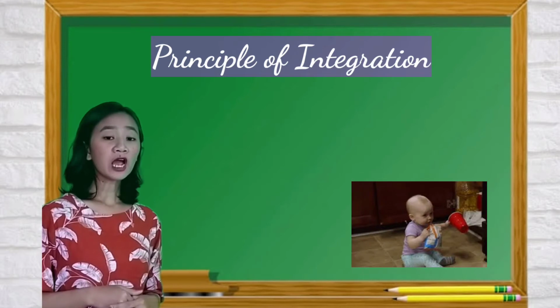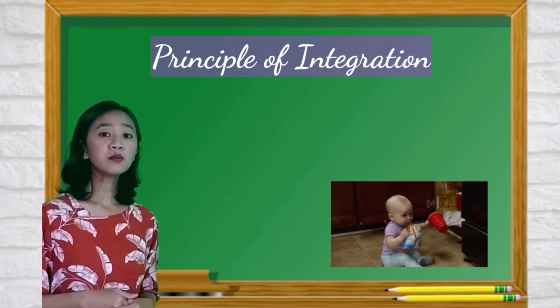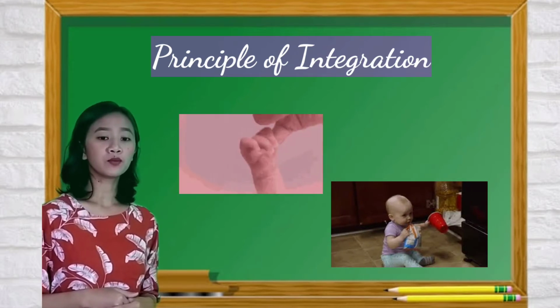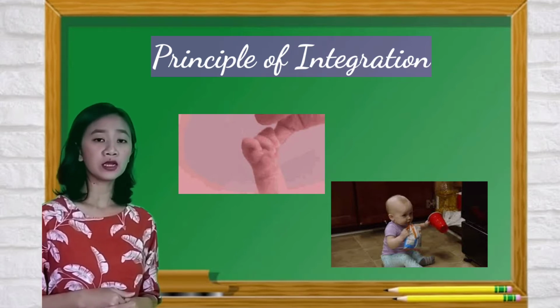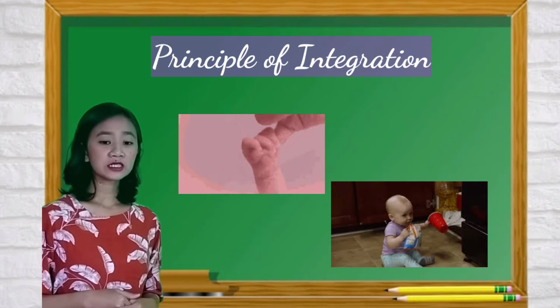Example: a child first starts to learn hand movement, then finger movement, and then learns the movement of both hand and finger together. This is called integration.